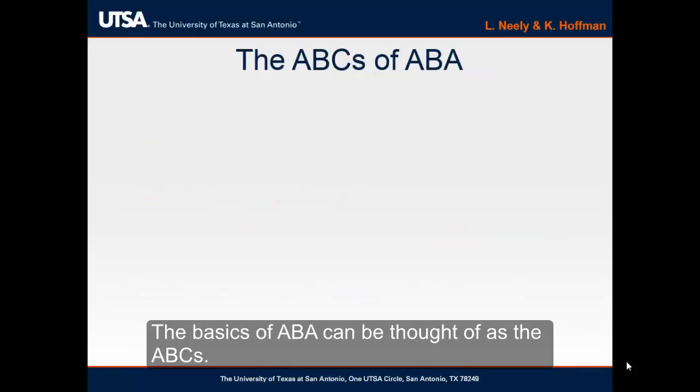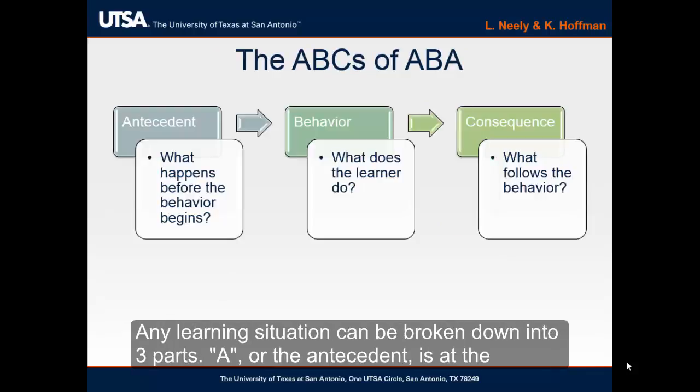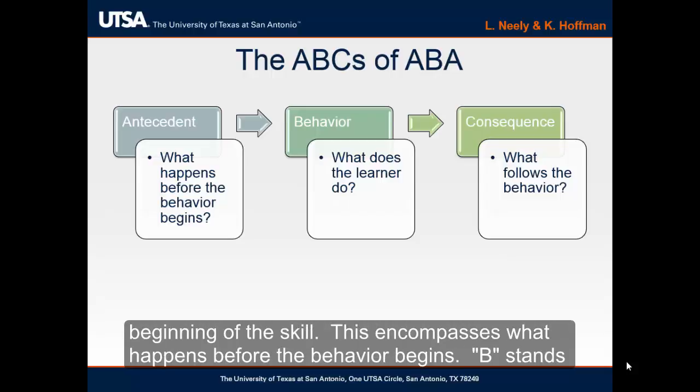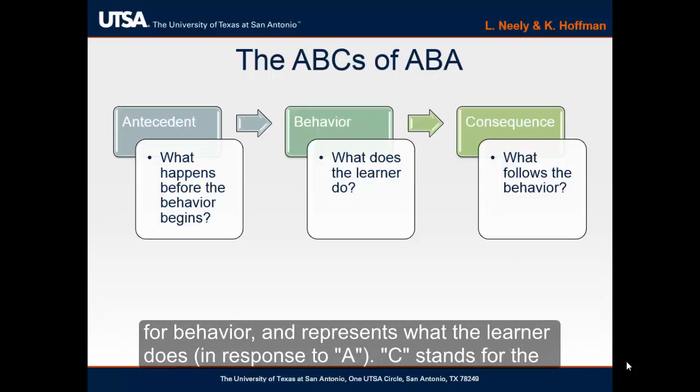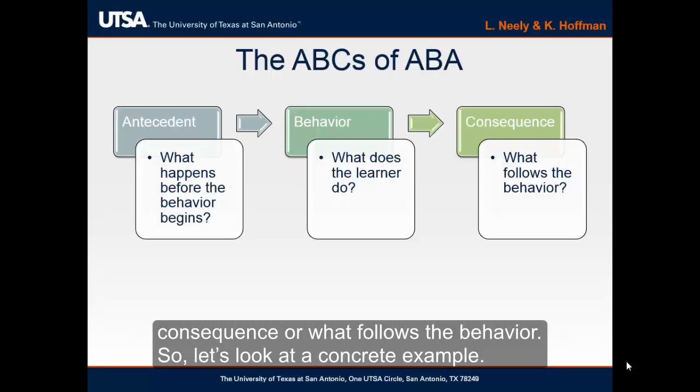So the basics of ABA can be thought of as the ABCs. Any learning situation can be broken down into three parts. A, or the antecedent, is at the beginning of the skill. This encompasses what happens before the behavior begins. B stands for behavior and represents what the learner does in response to A. C stands for the consequence, or what follows the behavior.